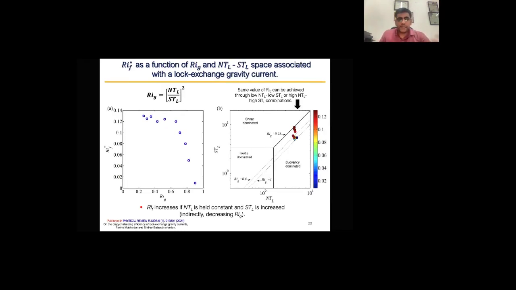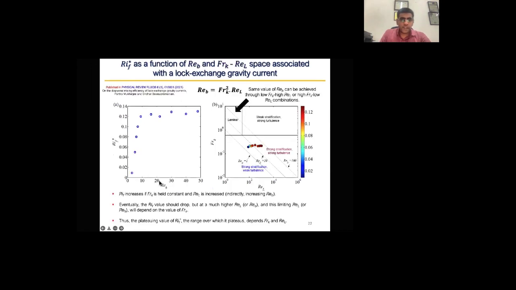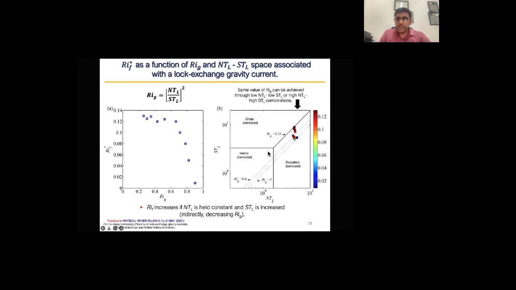And lastly, we did the same thing for RIG as well, because either RIF star is characterized with RIG or REB. Both of these non-dimensional numbers are used. When we put it on an NTL STL map, we found that there is a buoyancy dominated regime, a shear dominated regime, and an inertia dominated regime, and your RIG cuts across these regimes. That's why you see a lot of scatter, as in the earlier plots I showed: for the same value of RIG, such as 0.6, you can get multiple values of RIF star, right?